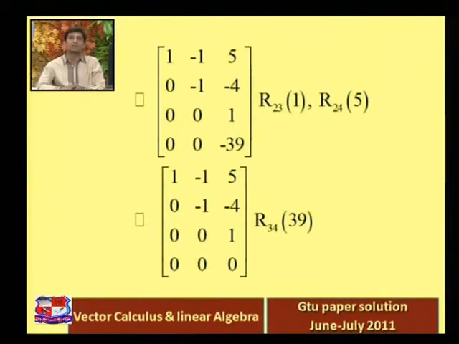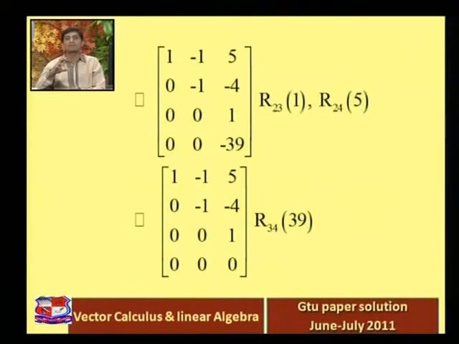1 minus 1 5 as it is, 0 minus 1 minus 4. First and second row are as it is. In the third row, we multiply second row with 1 and add into the third row, so 0 0 1, and we multiply second row with 5 and add into the fourth row, so 0 0 minus 39. And the next process is we multiply third row with 39 and add into the last row, so that is 0 0 0. So we have only three non-zero rows, 1 minus 1 5, 0 minus 1 minus 4 and 0 0 1.